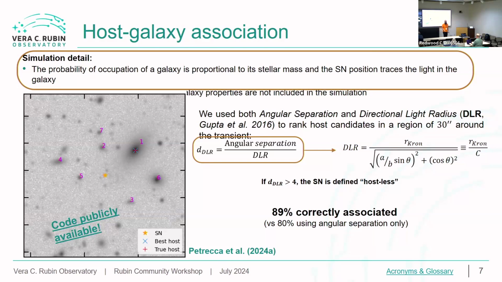Of course, as DC2 is a simulation, you know what the true host candidate is, so we can test the efficiency of this method. It is 89% correctly associated galaxies, which is maybe not a lot, but you need to think that it's a very easy code. It's not machine learning based, it's very fast, and it gives you a benchmark that does not have as input any information on the transient itself, because there is no correlation between the transient and the host. So you can use it as the beginning point, and then use a more complex algorithm later. And of course, it's better than using just angular separation, which gives 80% in that case.